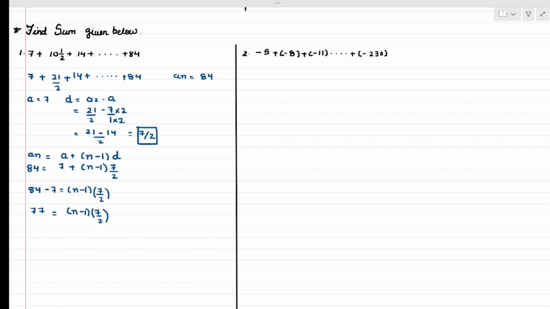So you will write 77 equals n minus 1 times 7 upon 2. As this is in multiplication, this side goes over there. That means it will become reciprocal. That means 77 multiplied by 2 by 7 gives you n minus 1. This 7 and 77 get cancelled. 11 times 2, that means 11 twos are 22 will be equal to n minus 1. Now this minus 1 changing its side gives me 22 plus 1 is equal to n. That means 23 will be my n. This way I got my value of n easily.